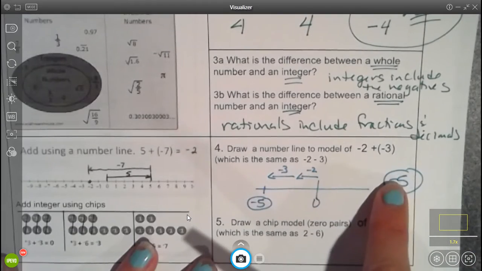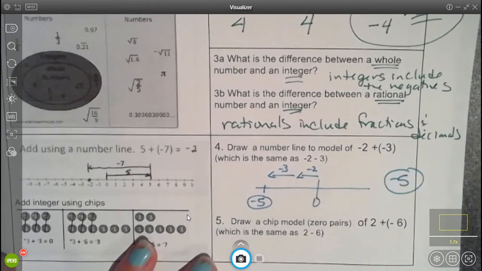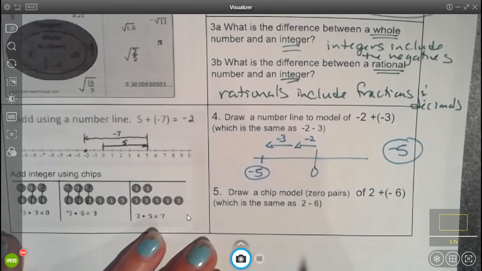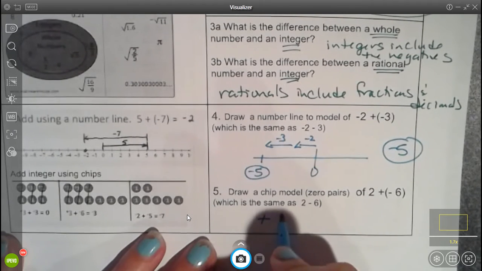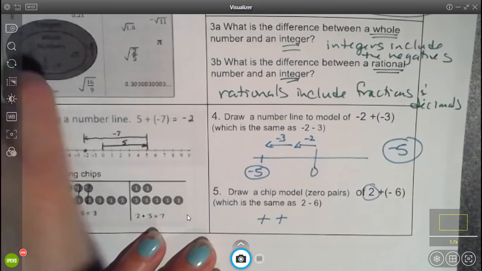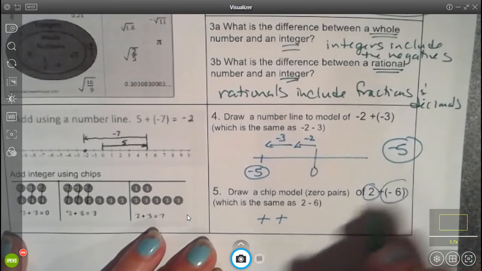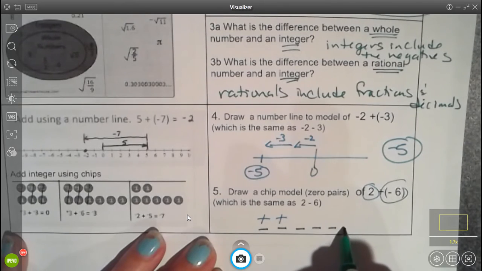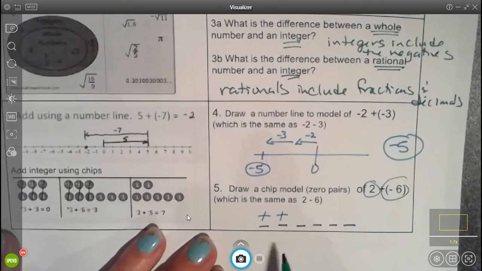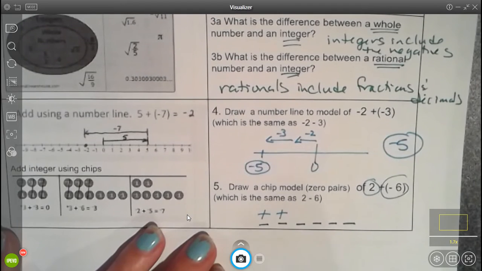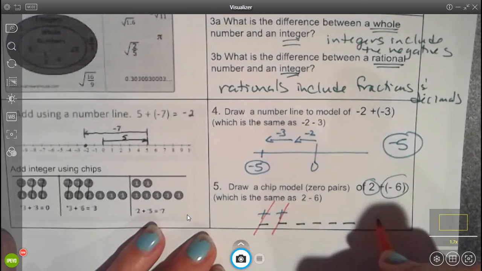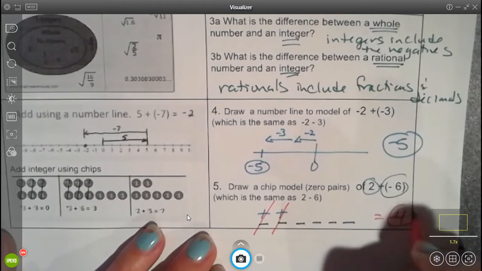Okay, I'm going to hit an even bigger negative. Draw a chip model, 0 pair, to represent this. So this would be the +2. This here would be the -6. Okay, in green, they kind of look like the same color on your screen. Those create zeros. A negative and a positive neutralize each other. And so this would be -4.